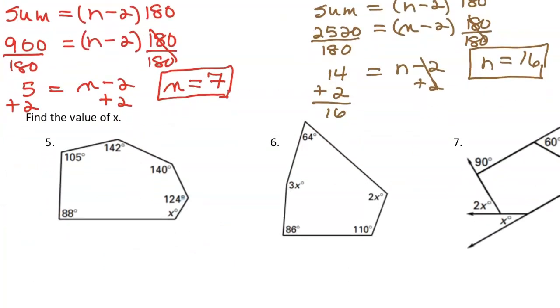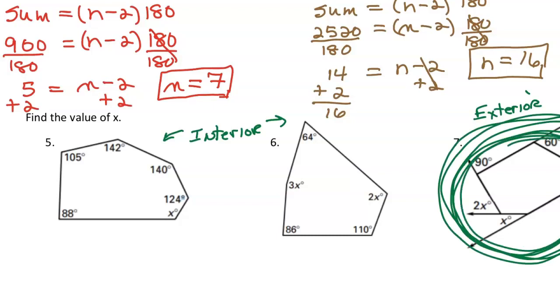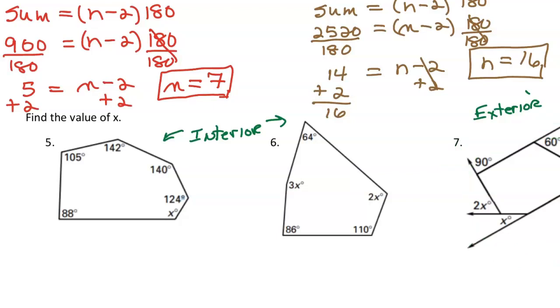Okay, now here you have a polygon. Okay, 5 and 6 are showing you interior angles. So these are interior angles. 7 are showing you exterior angles. And whenever we have exterior angles, I tend to draw big circles around them, right? Because the circle's telling me that what's my sum? 360. Okay, I'm going to get rid of those circles, but we'll get back to that in a second.